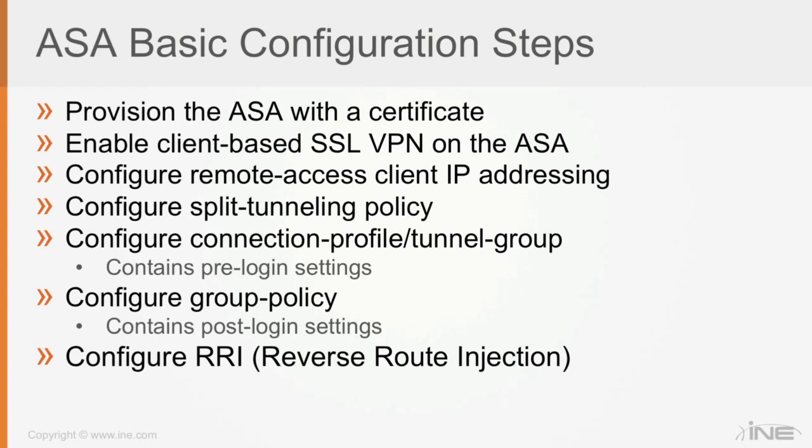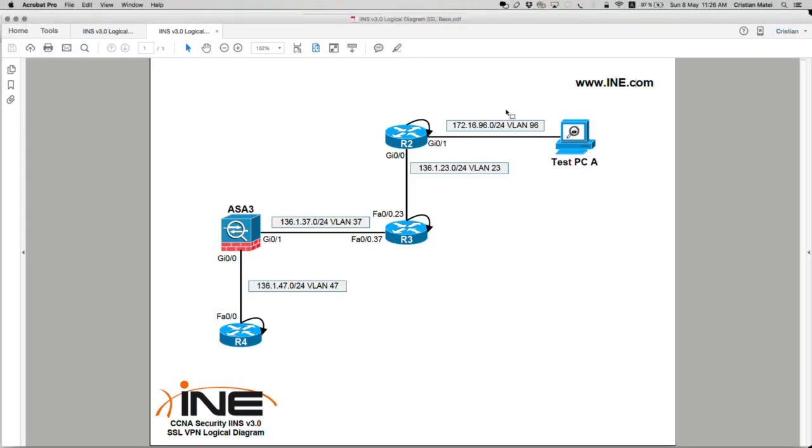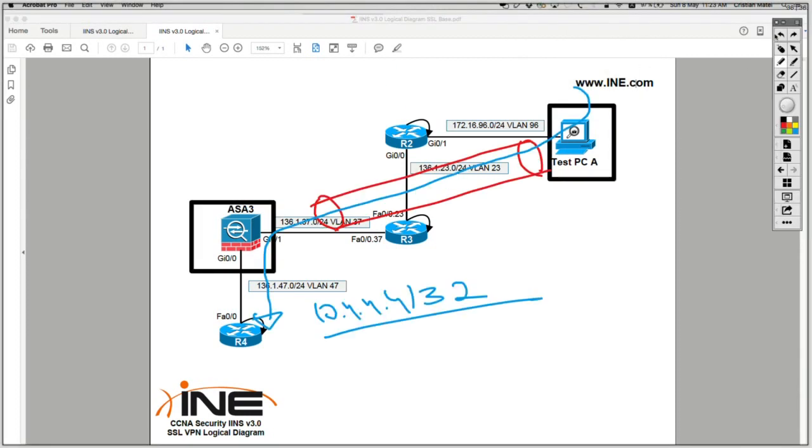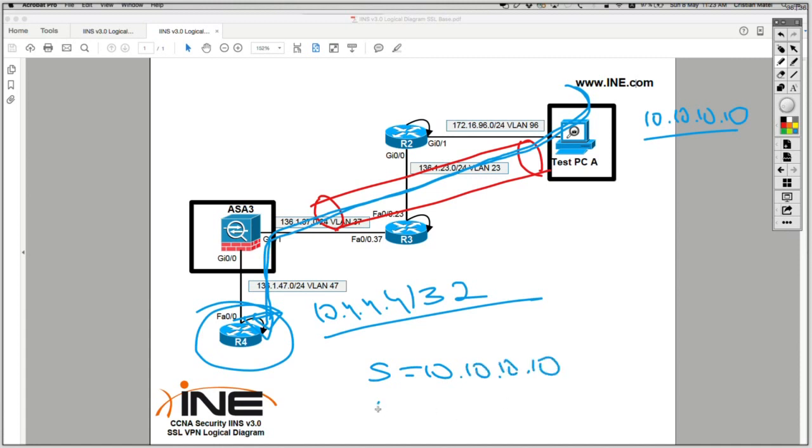And configure reverse route injection, because as we said before, if the ASA has leased to the AnyConnect client an address of 10.10.10.10, it means that when PCA is going to send traffic in the SSL VPN tunnel, it's going to source it from 10.10.10.10. So router 4 is going to receive a telnet session sourced from 10.10.10.10, destined to 10.4.4.4.